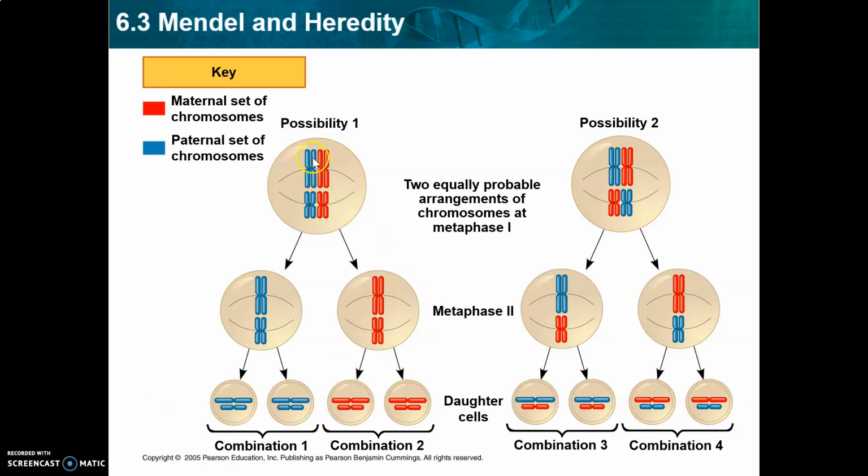Just because you inherit the large blue chromosome doesn't mean you also have to inherit the small blue one. You could get the large blue one and the small red one. So hopefully this is helpful in understanding the law of independent assortment. If you still have questions, please make sure that you ask those in class.